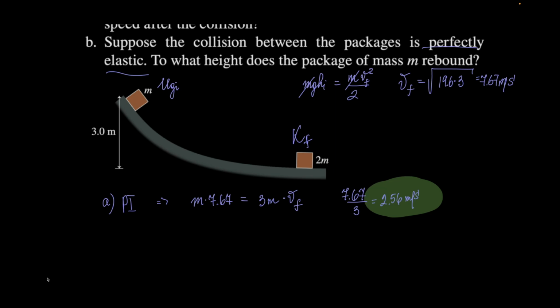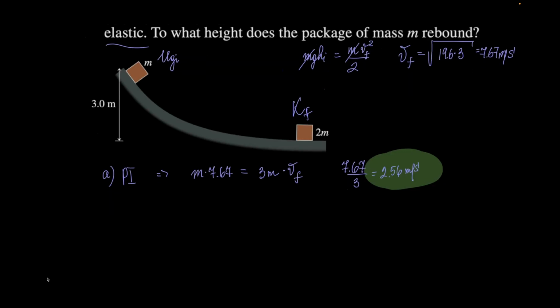If it is a perfectly elastic collision, this one being lighter will bounce back to the left, and the 2m is going to go to the right with a slower velocity than 7.67, granted. And we need to figure out what height the package of mass m rebounds to. Basically, we need to figure out the final gravitational energy, right?